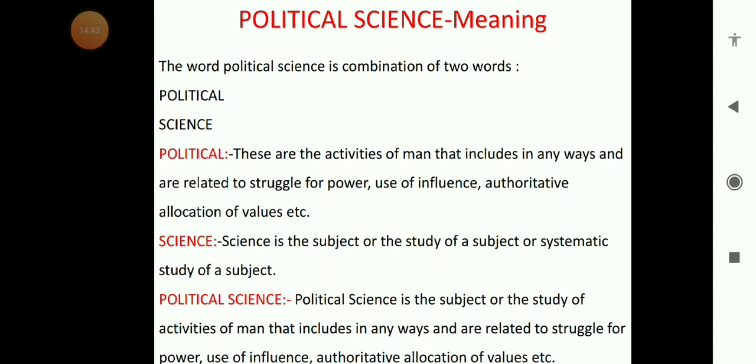Science is the subject, the systematic study of a subject. So science has a subject, right? For example, history is the science of history, economics is the science of economy, so political science is the study of political behavior of the people, right? Political science is the subject or the study of the activities of man that includes in any ways and are related to struggle for power, use of influence, authoritative allocation of values, etc.